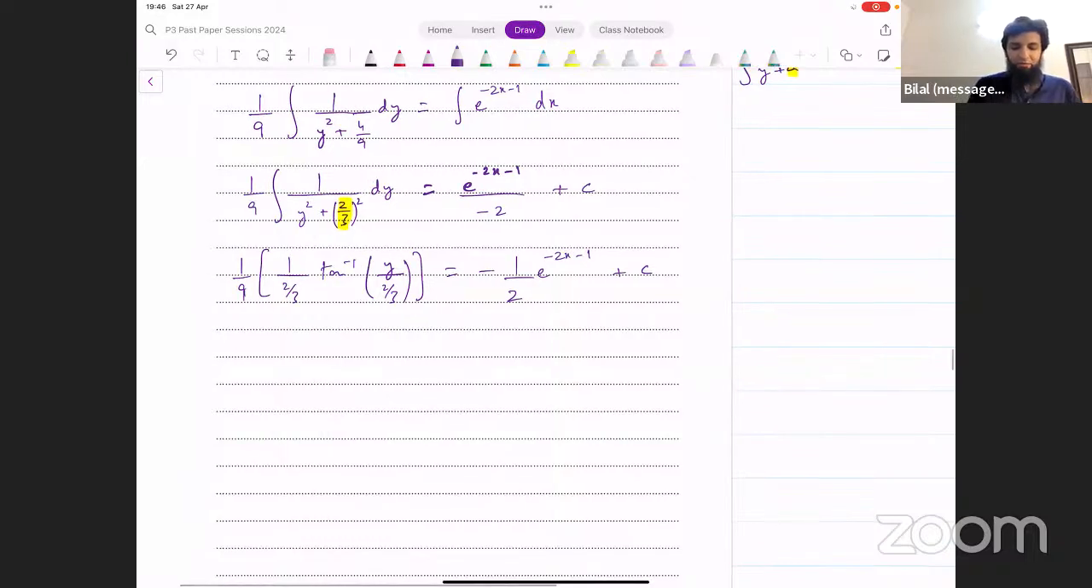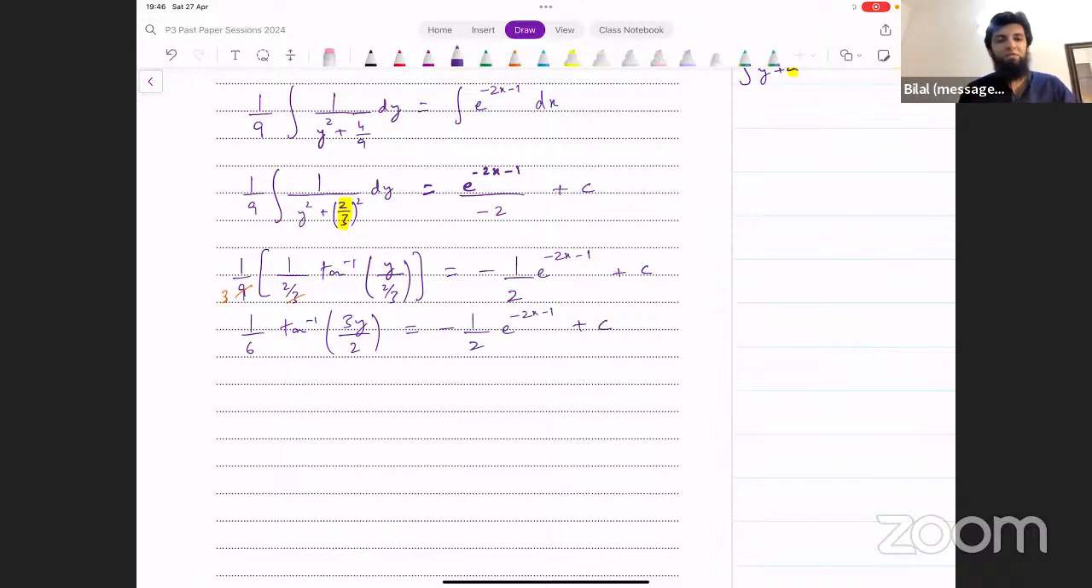Let's look at the term on the left side. How do we simplify this? This 3 and this 9, they can get cancelled, and we have 3 left here. And then this 3 into this 2, that's going to give me 1 over 6 outside. So we've got 1 over 6 into tan inverse of y over 2 over 3. This 3 will go to the numerator, and it becomes tan inverse of 3y over 2 on the left side. On the right side, I've got the same thing, minus 1 over 2 into e raised to the power minus 2x minus 1 plus c.